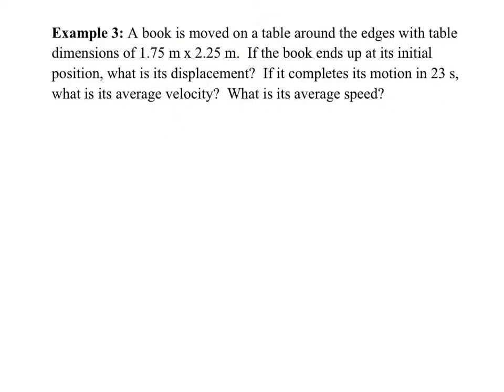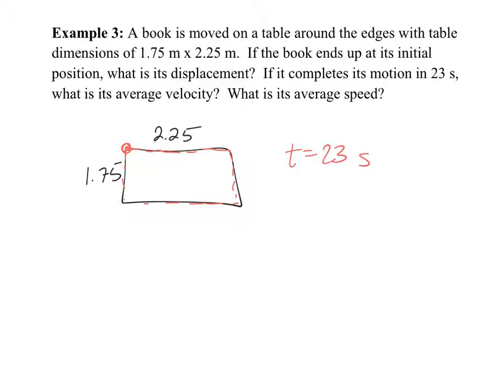A book is moved around a table. Dimensions of the table are given. If the book ends up where it started, what's the overall displacement? If the book completes the motion in 23 seconds, what's the average velocity and what's the average speed? So, quick dimensions: 1.75 by 2.25. Here's the object. It travels the path around the table, ends up back at the origin. It takes 23 seconds. What's the overall displacement?